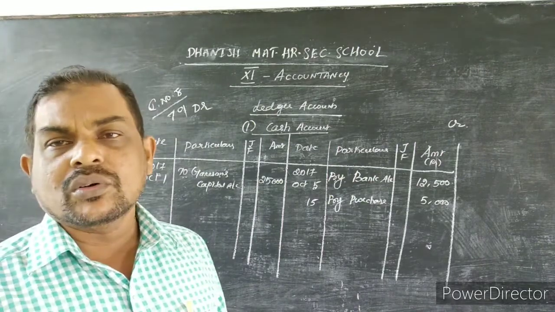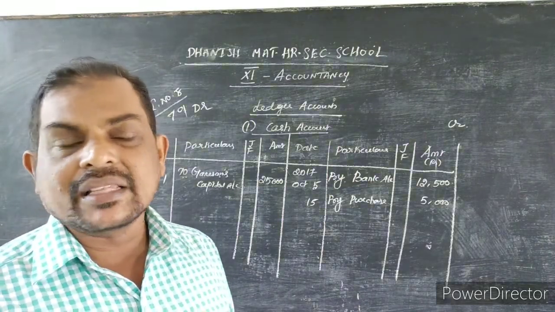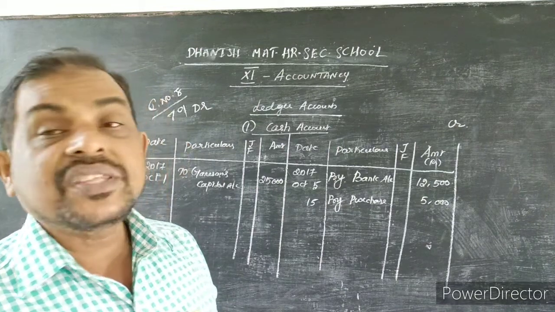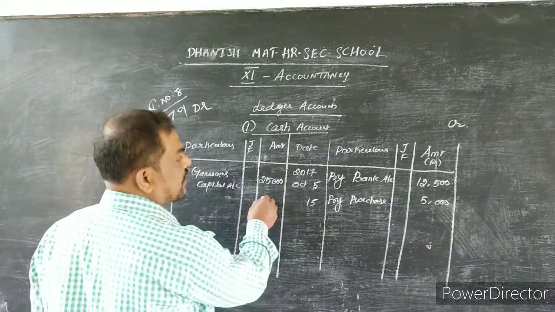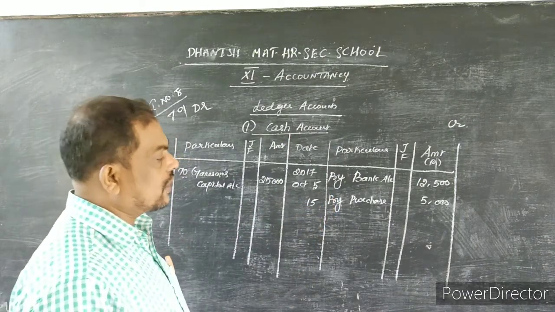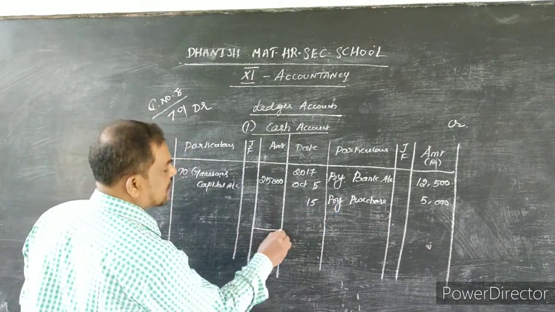How to compile the account? Balancing the account. How to balance the account? But first we have to check which side is bigger, either the debit side or the credit side. So here the debit side is 25,000, the credit side is 17,500 only. So definitely the debit side of cash is more.